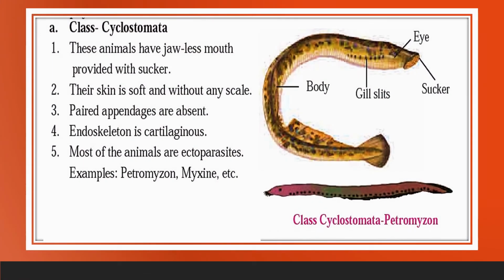Students, subphylum Vertebrata is further classified into six classes. So the first class of subphylum Vertebrata is class Cyclostomata. The animals in class Cyclostomata have jawless mouth provided with sucker. Their skin is soft and without any scale. Paired appendages are absent and endoskeleton is cartilaginous. And most of the animals are ectoparasites. For example, Petromyzon and Myxine, etc.